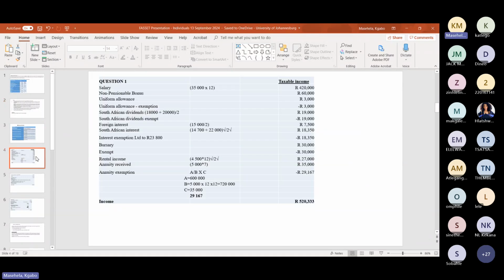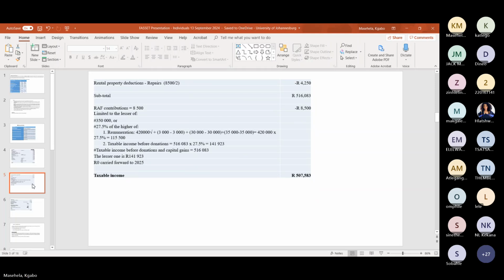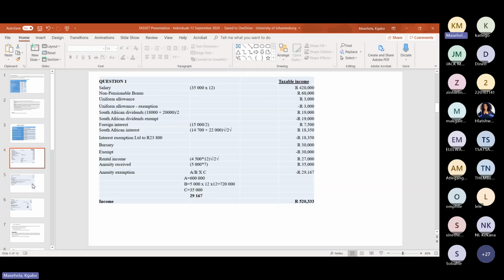Look at the salary, 420. But if it is more than 600,000, then it's another story. That's why you need to make sure that you check every transaction. But there is a 30,000 exemption because it's less than 600,000.